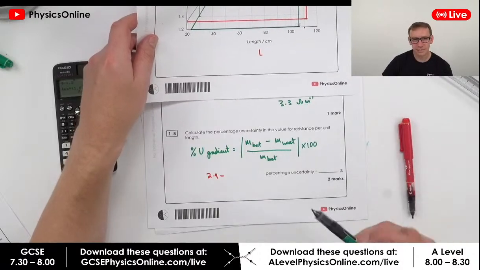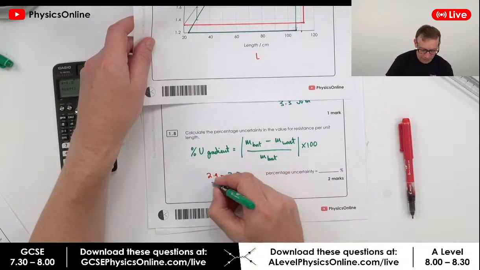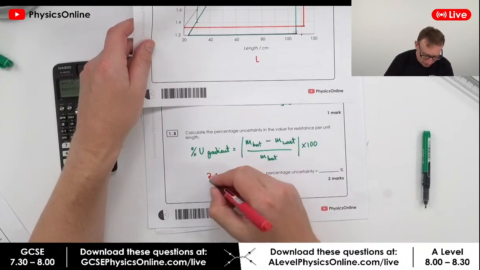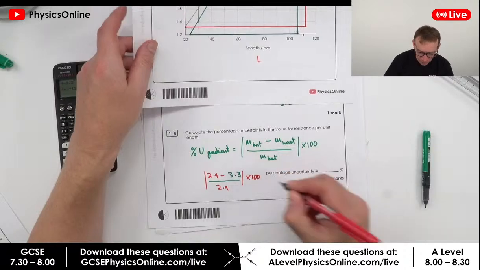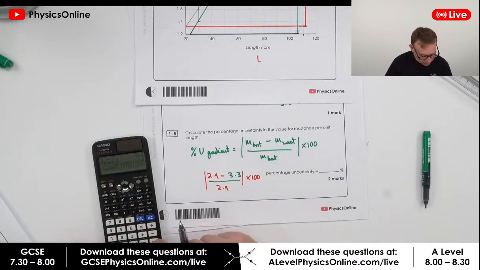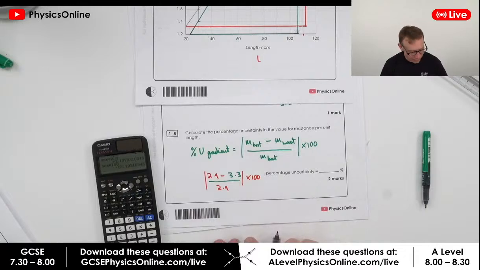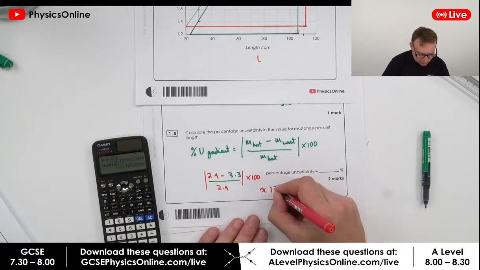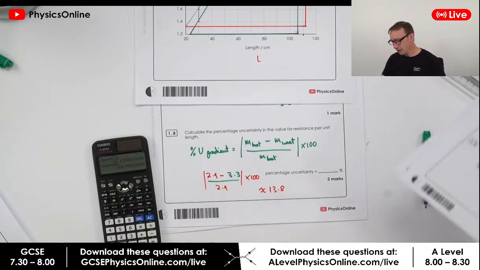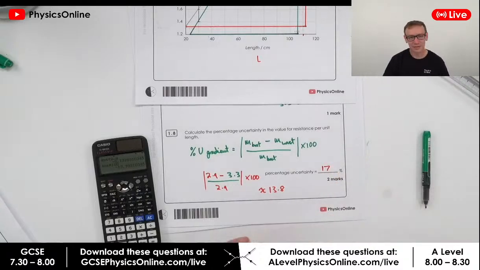We're going to take away the gradient of the line of worst fit, which is about 3.3, and divide that by the gradient of the line of best fit, which is about 2.9. Again, it's the positive value of that we need. We're going to multiply that by 100, so it's 2.9 minus 3.3, divided by 2.9, times 100. I get this to be about 13.8. So I would say that the percentage uncertainty is about 17%, maybe, something like that.